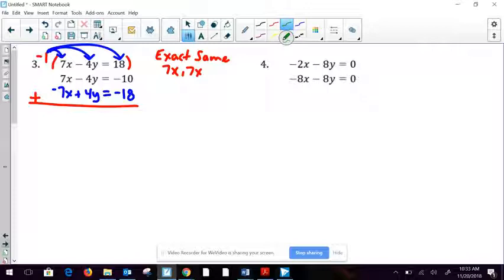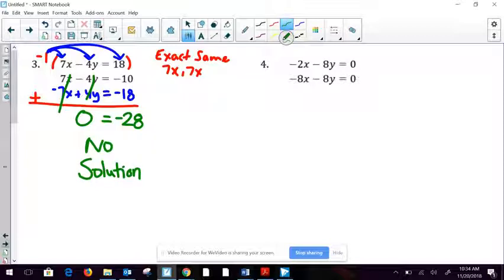When I do 7x's plus -7x's, that gives me 0. So my x's get eliminated. But when I do -4y plus 4y, my y's also get eliminated. So I've got nothing left on that side of the equation. Knowing that I have nothing left on that side of the equal sign, what number represents nothing? Good, 0 represents nothing. On the right-hand side, what is -10 minus 18, or -10 plus a -18? -28. So is 0 the same as -28? No, so it's no solution.